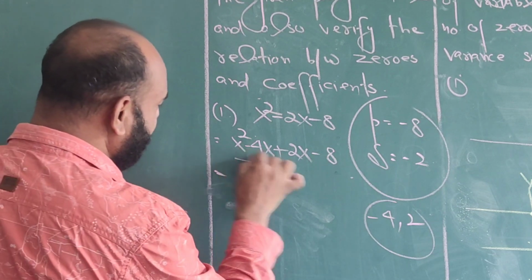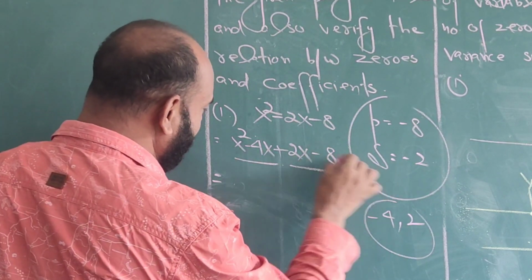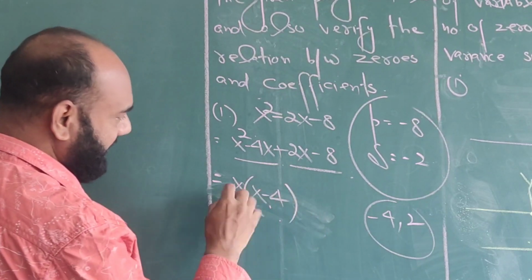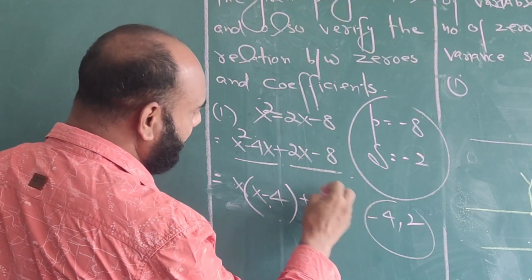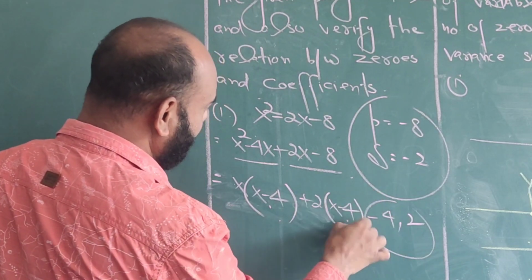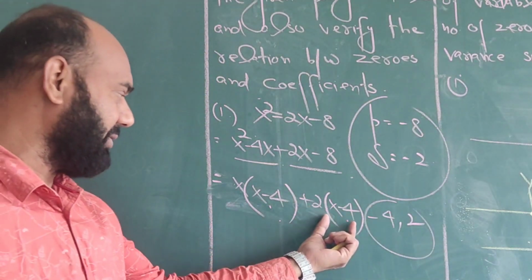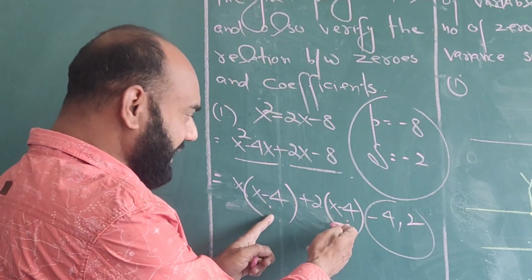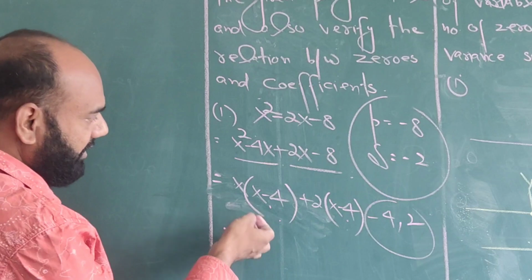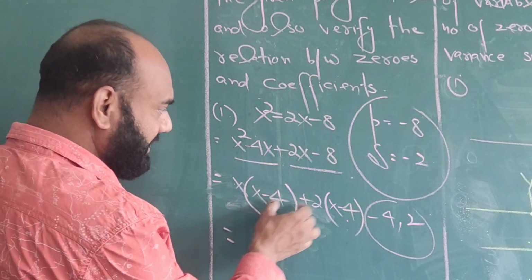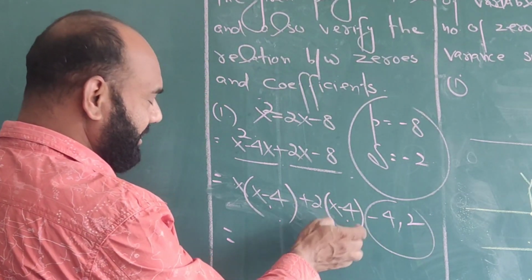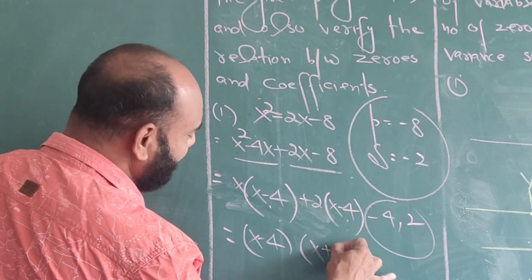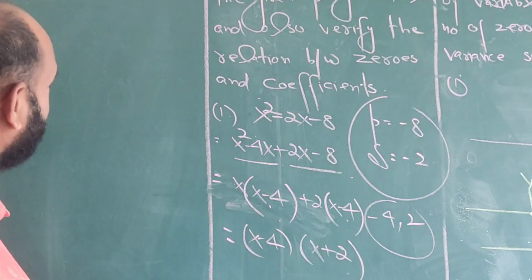And then we take common from the first two terms and the last two terms. x is common from the first two terms, so x minus 4, and 2 is common from the last two terms, which is also x minus 4. In this method, we always check that these two terms are the same. When here it is x minus 4, then here must be x minus 4. So x minus 4 is a common factor and the other factor is x plus 2. Now putting these two equal to 0.